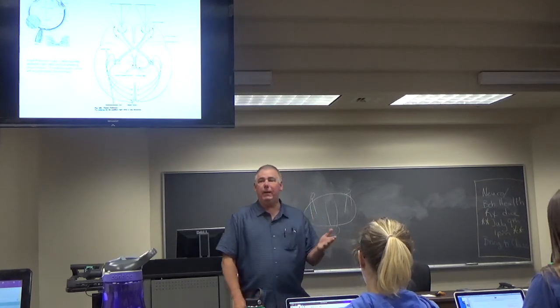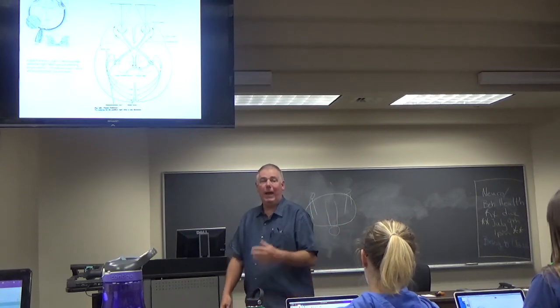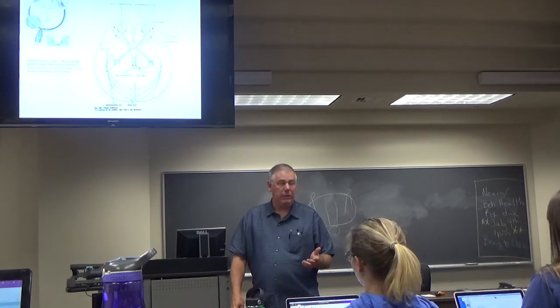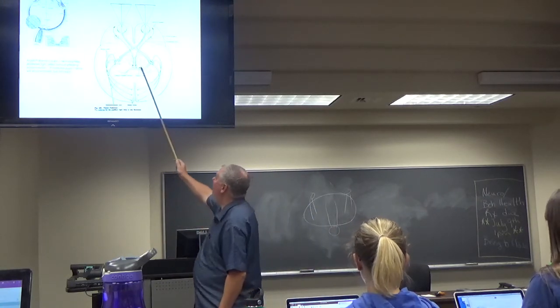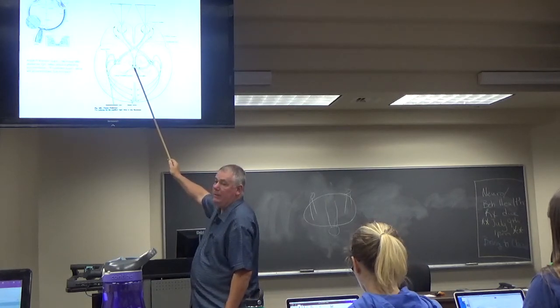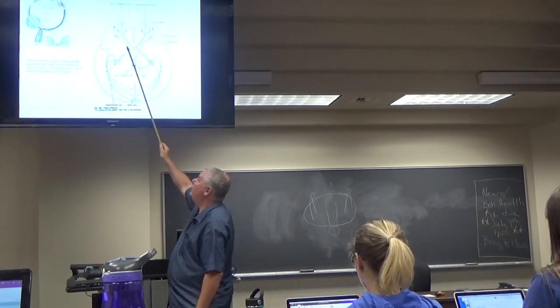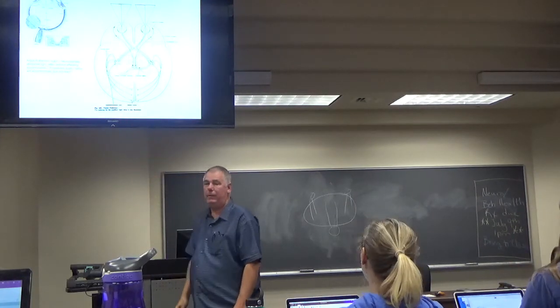The parasympathetic nucleus of three is called the Edinger-Westphal nucleus. It's my favorite nucleus. The Edinger-Westphal nucleus sends preganglionic parasympathetic fibers out with the third nerve. Remember the ciliary ganglion?